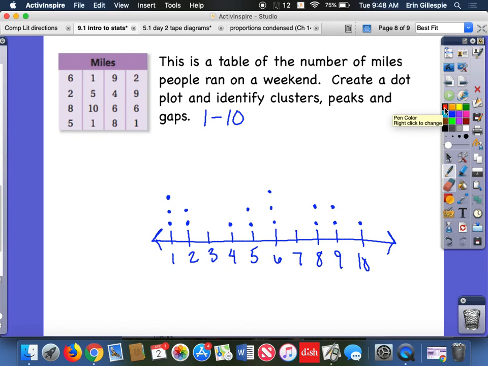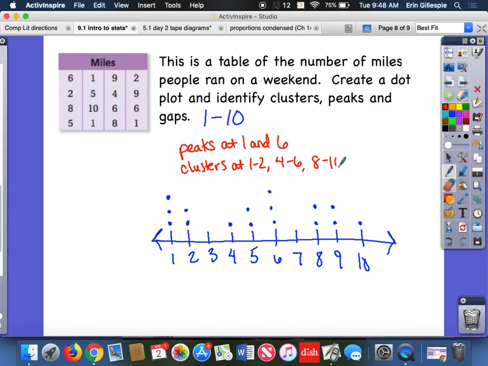So in terms of our peaks, clusters, and gaps, this one has 2 peaks, so peaks, plural, at 1 and 6. You also have some clusters, I would say. You have a cluster at 1 to 2, at 4 to 6, and at 8 to 10. And then your gaps are at 3 and 7.